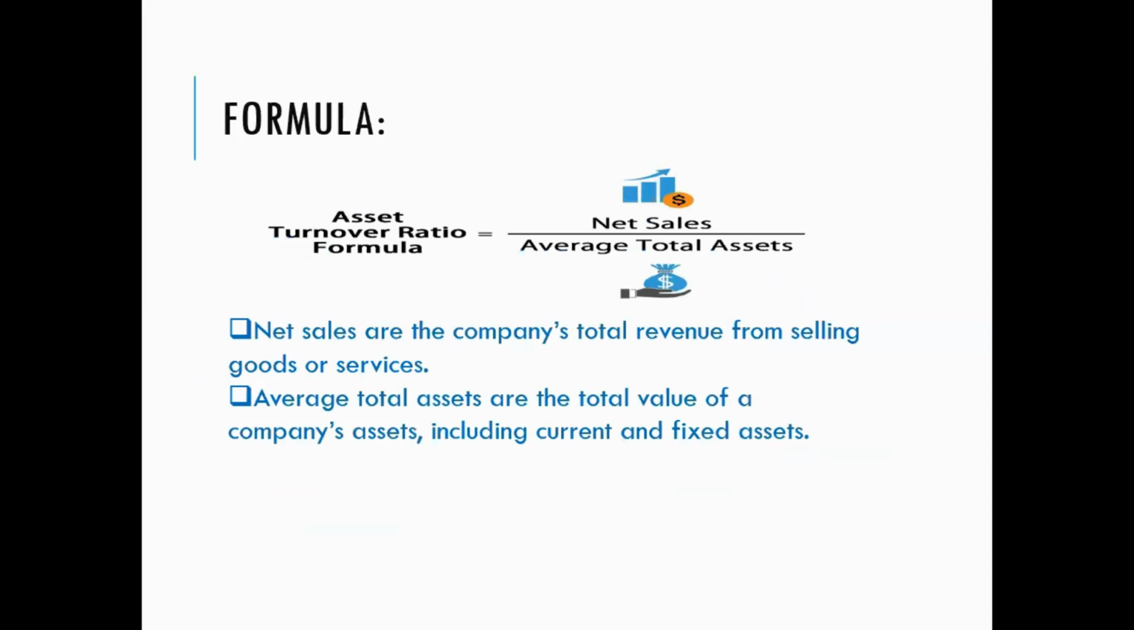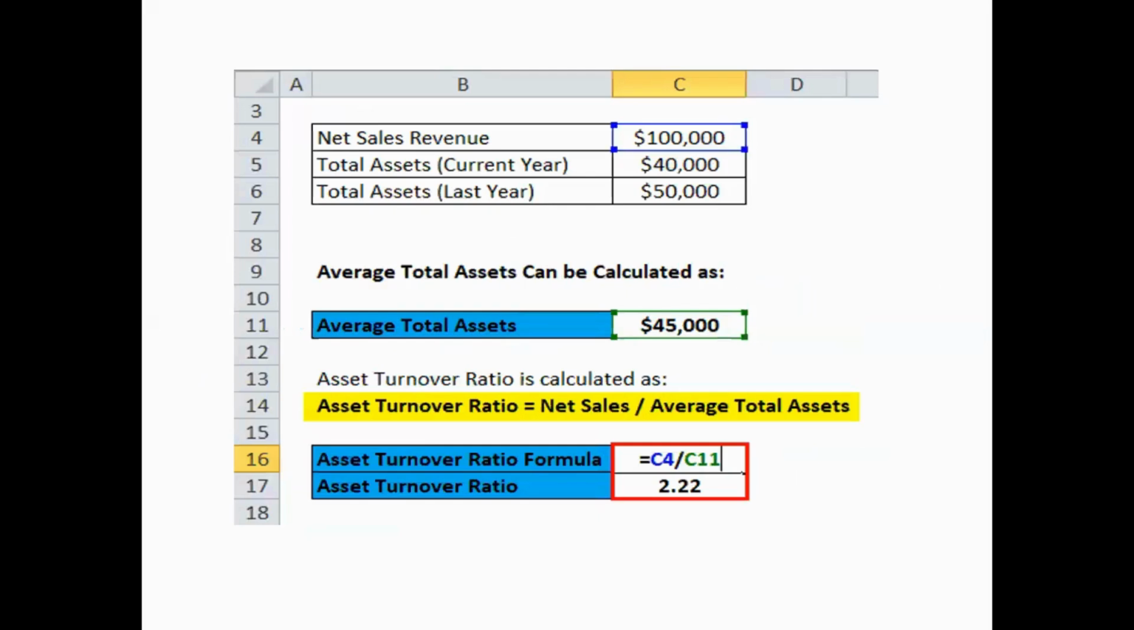Asset turnover ratio. Asset turnover ratio is net sales by average total assets. Here net sales are the company's total revenue from selling goods and services. Average total assets are the total value of the company's assets, including current and fixed assets. Here is the way we can calculate asset turnover ratio in Excel.